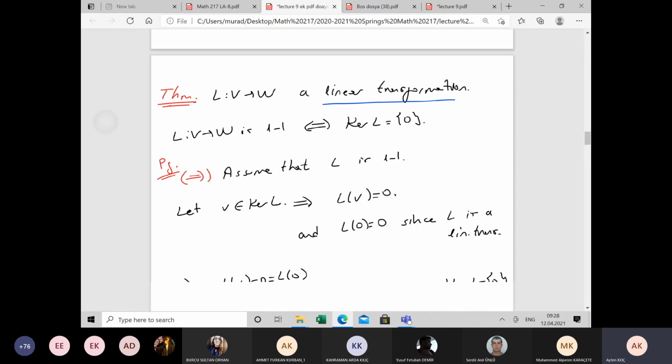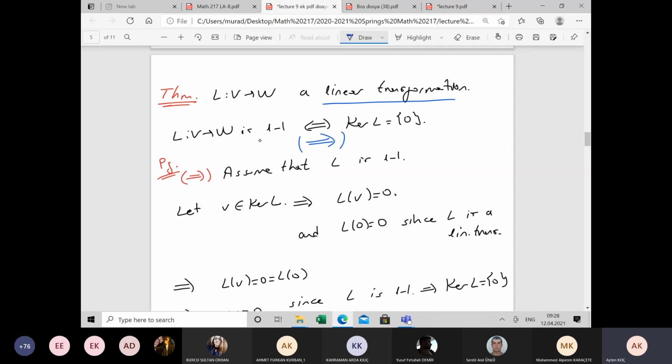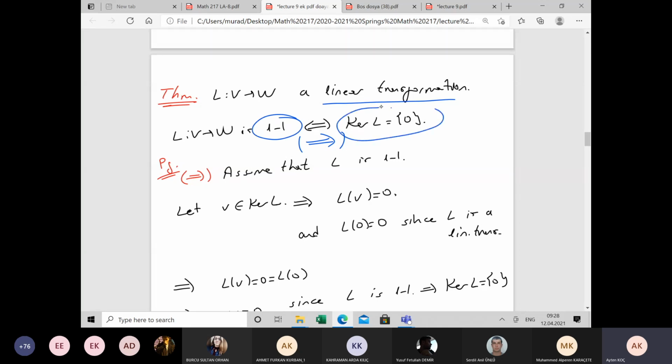First of all, let's prove one direction: we take a one-to-one linear map. Our aim is to show that the kernel of L does not contain a non-zero vector. Assume that L is 1-to-1 and take an arbitrary vector V in the kernel of L. Using the definition of the kernel, L of V should be 0.